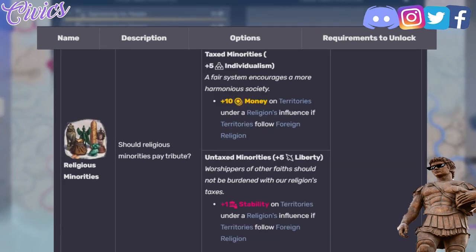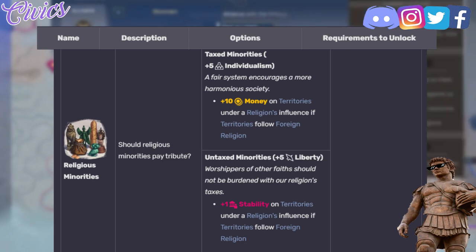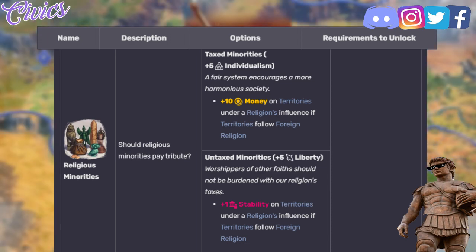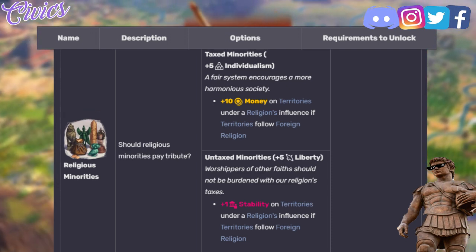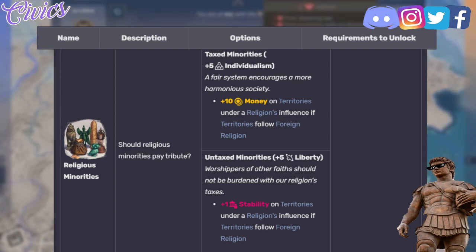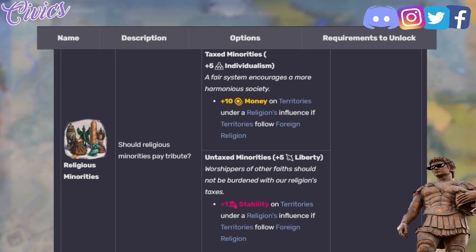Religious minorities. Should religious minorities pay tribute? Taxed minorities, +5 individualism: a fair system encourages a more harmonious society. Receive +10 money on territories under religion's influence, if territories follow foreign religion. Option B, untaxed minorities, +5 liberty: worshippers of other faiths should not be burdened with our religion's taxes. Receive +1 stability on territories under religion's influence, if territories follow foreign religion.